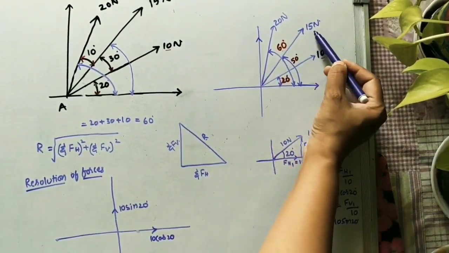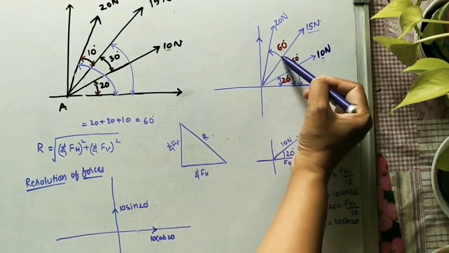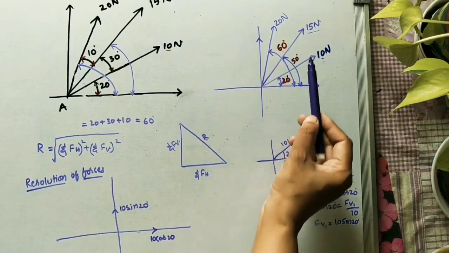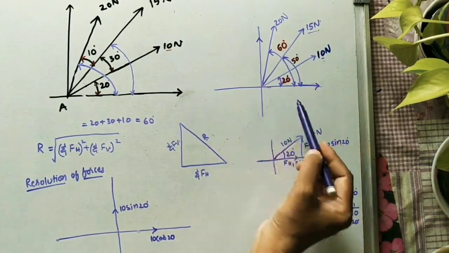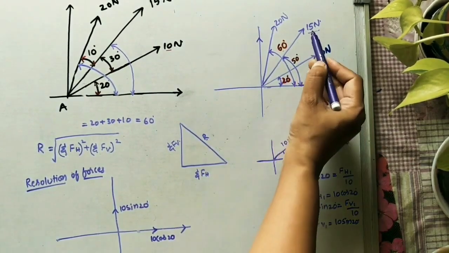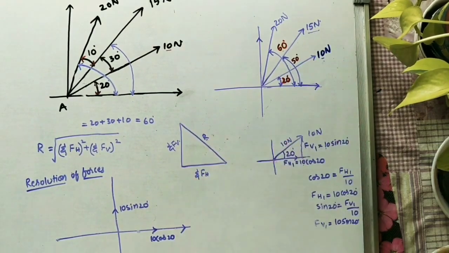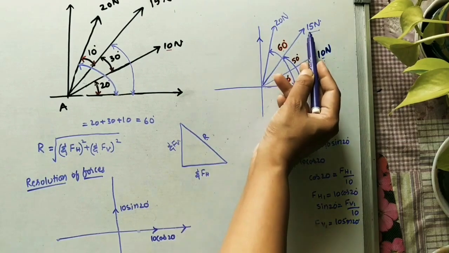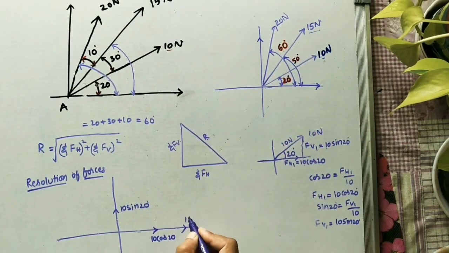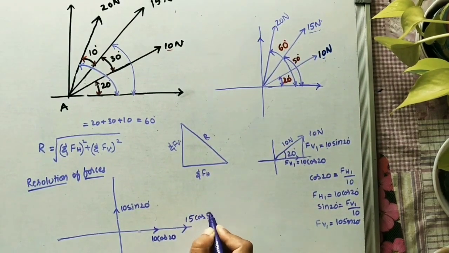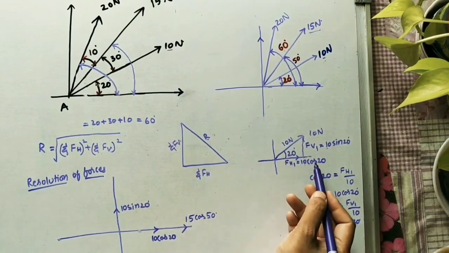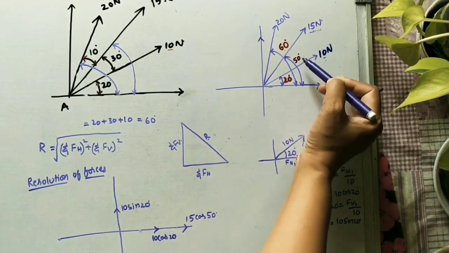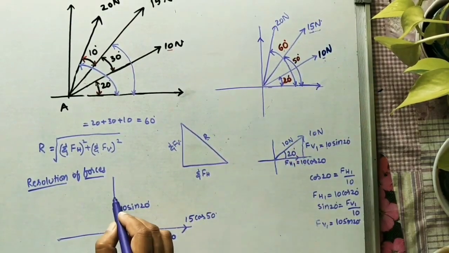For the second force, 15 newtons, how much angle is it making? 50 degrees. Instead of doing the whole process, we can say the horizontal component is in this direction. How much is it? 15 cos 50. So here 10 cos 20, like that, 15 cos 50. I told you initially for horizontal cos will come, for vertical sine will come. What is the vertical component of this? 15 sin 50. It is upward.